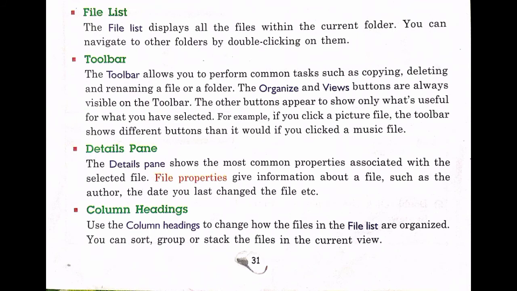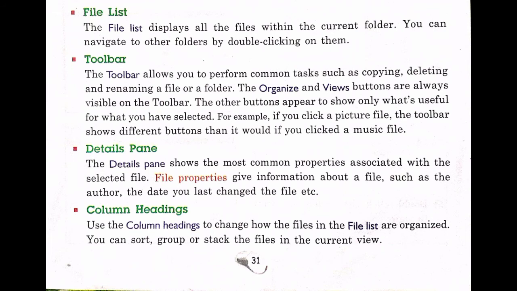Next topic is the toolbar. The toolbar allows you to perform common tasks such as copying, deleting, and renaming a file or a folder. The Organize and Views buttons are always visible on the toolbar. The other buttons appear to show only what's useful for what you have selected. For example, if you click a picture, the toolbar shows different buttons than it would if you clicked a music file.